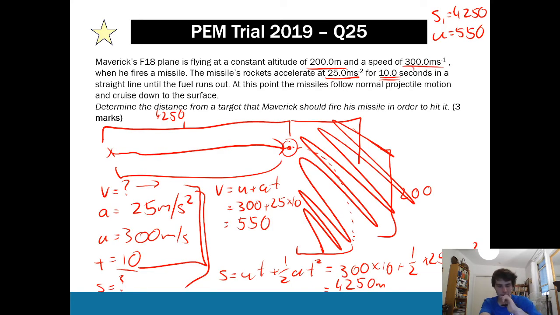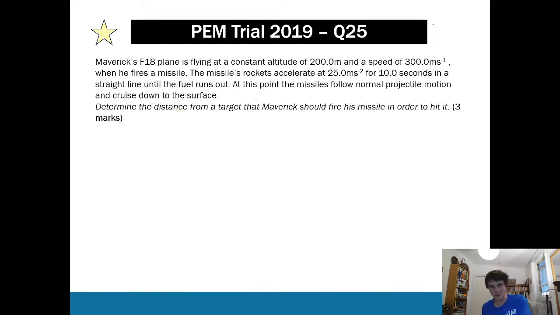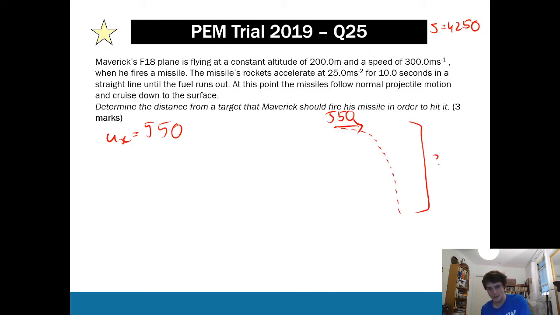Now, I'm just going to flick over to the next slide so I've got a bit more space. I will leave this up here, though. So our S was 4,250, and then our u in the x direction now, because we are going to be dealing with projectile motion, is equal to 550. So, speaking of projectile motion, let's quickly redraw our diagram. What is happening here? Well, we are moving horizontally at 550 meters per second, and then our projectile falls out like this, a total distance of 200 meters. If we write out some of our other numbers, we can split it into the x component and the y component, which is generally pretty par for the course.